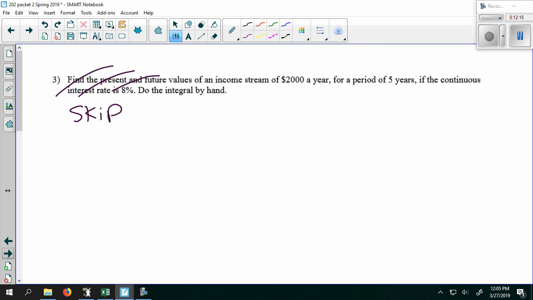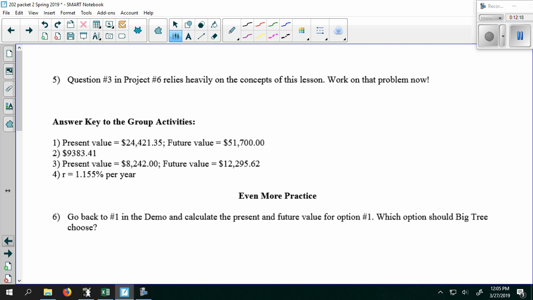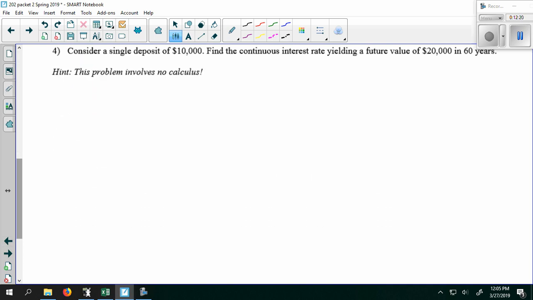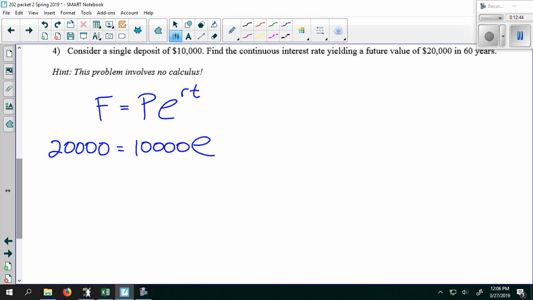Okay, we're skipping number 3. Number 4. A single deposit of $10,000. We just want to find out what interest rate would give us a future value of $20,000 60 years from now. This involves no calculus. It's just some practice with the formula. Future value is present value times e to the RT. Future value, $20,000. Present value, $10,000. E to the interest rate is what we're looking for, 60 years.